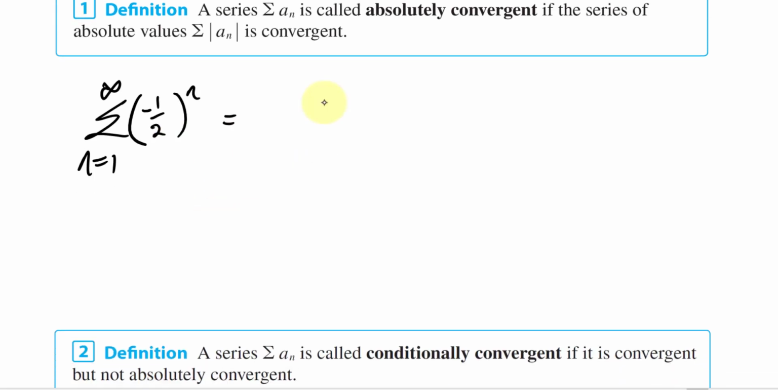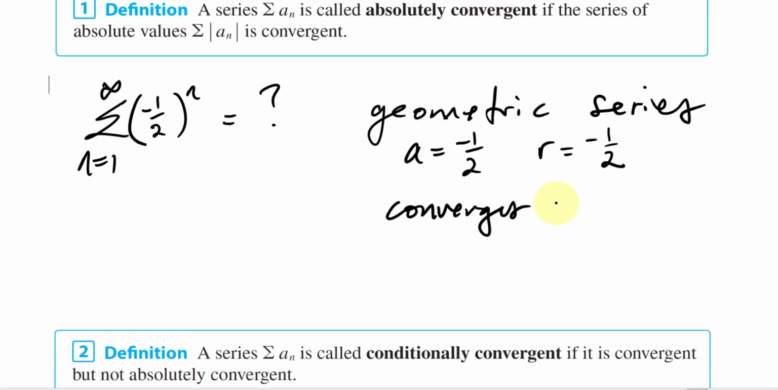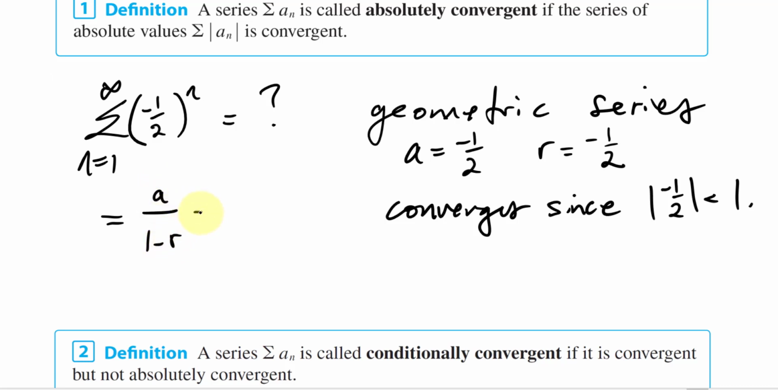Right? So this is a geometric series. You can tell the first term, when you plug in 1, is actually negative 1/2. And actually the common ratio is what's in parentheses here, which is also negative 1/2. I could say that it converges since the absolute value of r is less than 1. And because it's geometric, I know what it converges to. I know that it's equal to the a value over 1 minus the r value.